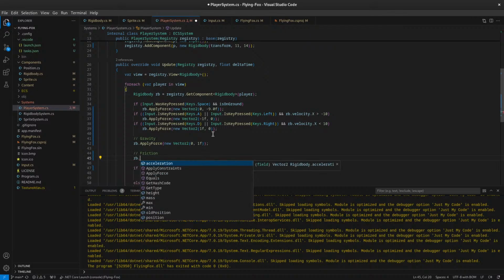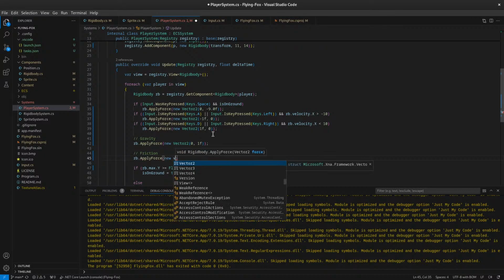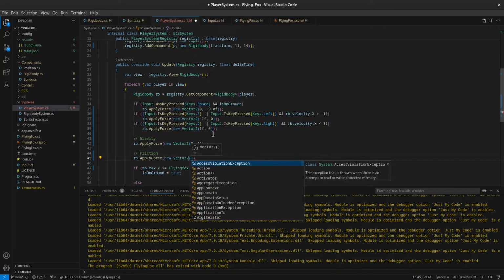RB, not apply force. New, get 2. Let's just say, okay. So if you want to apply friction, you're going to have to apply it in the opposite direction of the player is currently traveling in. So that means we're going to change the actual velocity. We're going to use the velocity vector.